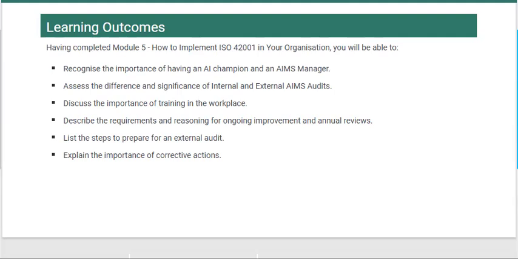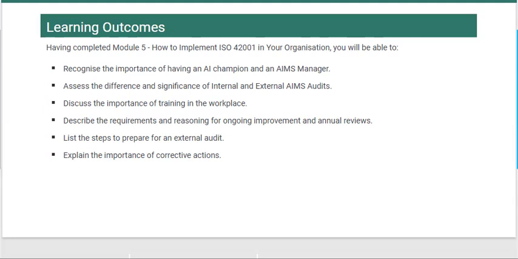Discuss the importance of training in the workplace. Describe the requirements and reasoning for ongoing improvement and annual reviews. List the steps to prepare for an external audit. Explain the importance of corrective actions.